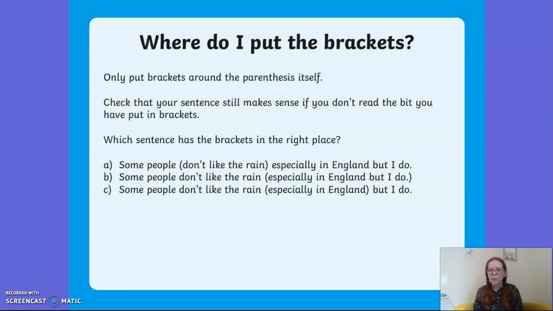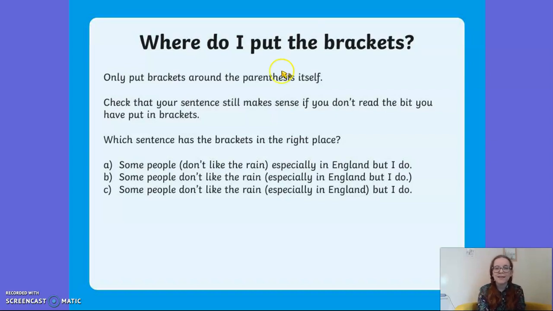Okay, where do I put the brackets? So we're talking about using brackets for a parenthesis. Where do they go? Only put them around the parenthesis itself. You cannot have brackets around the whole sentence. They must only be around that bit of extra information that you are adding. The way you can check it is if you can take out your parenthesis, your brackets, and see if your sentence still makes the same amount of sense. Just like with our relative clauses last term.